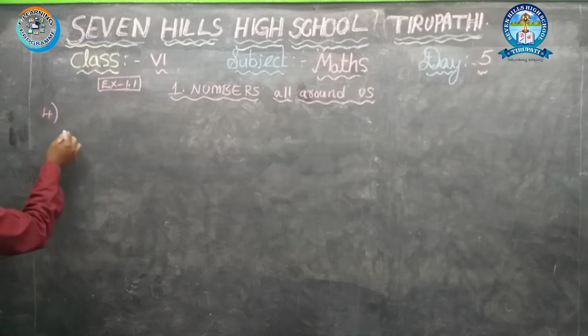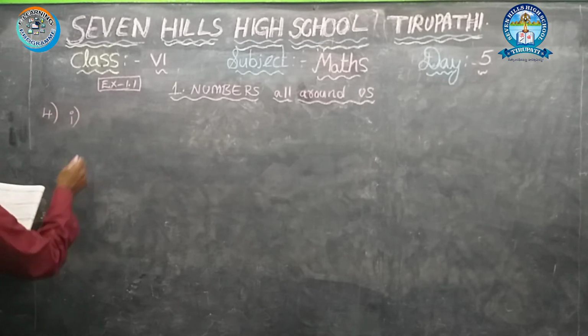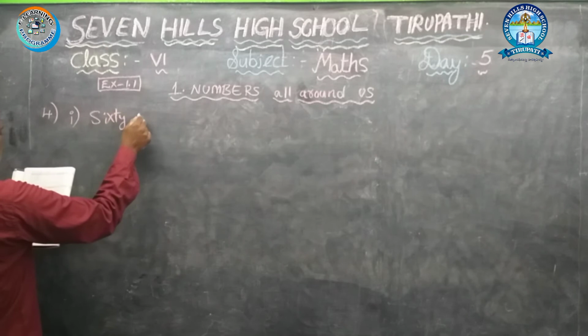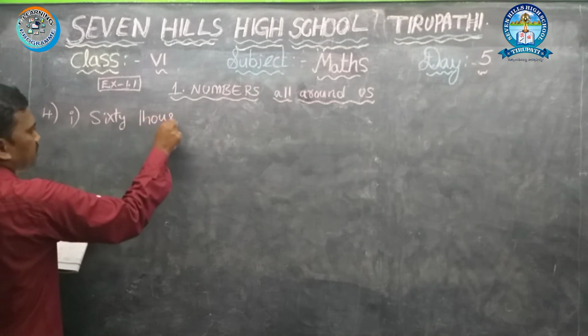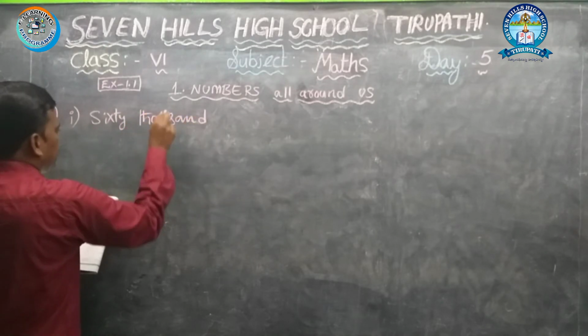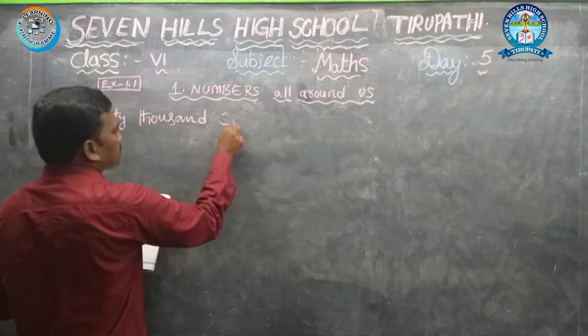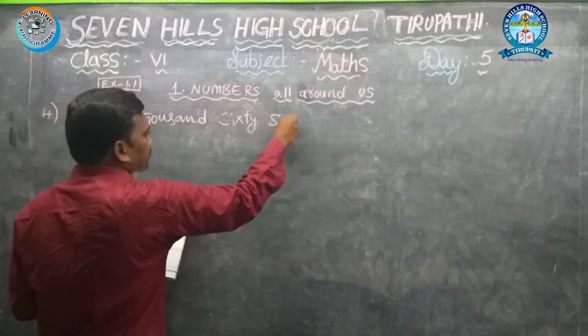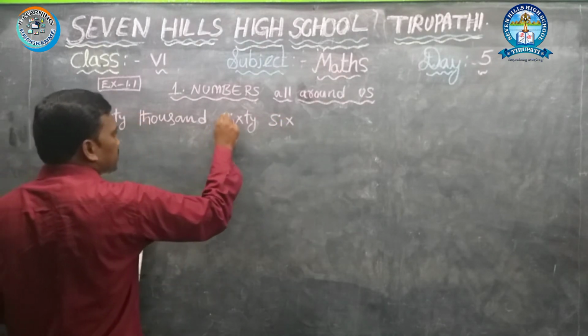Fourth Roman, write the numbers in figures. In that, the first question is 60,000, 66.